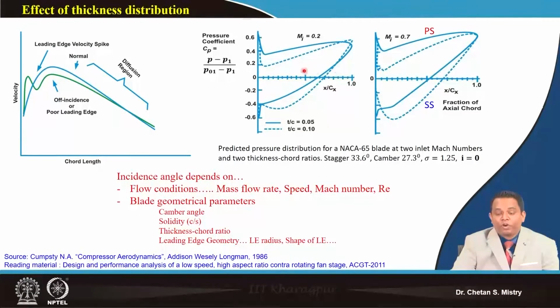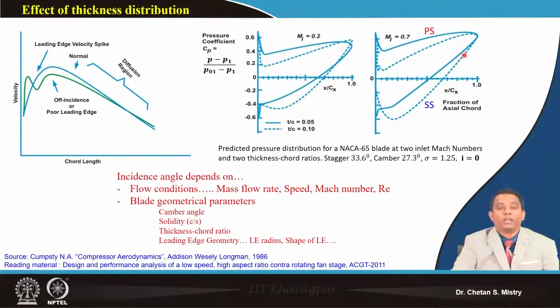Now the next condition is when the entry Mach number is 0.7. If you compare these two, it clearly says that when my entry Mach number increases, the CP distribution for a particular aerofoil changes. In this case, at Mach 0.7, on the pressure surface for the lower thickness to chord ratio of 0.05, I will have less acceleration on my pressure surface, and this gives me my CP distribution.